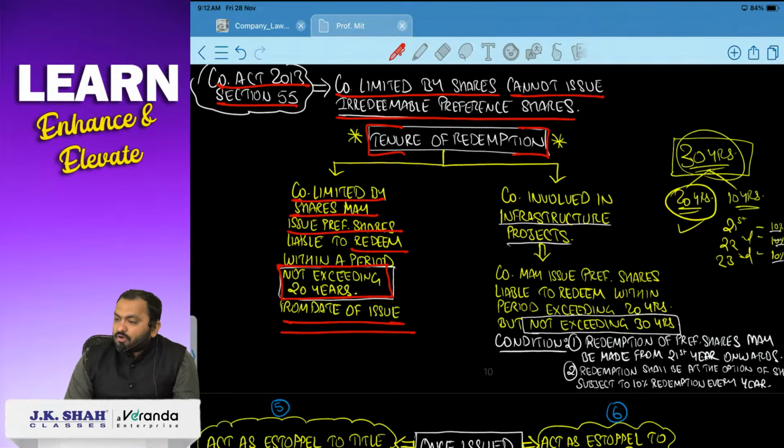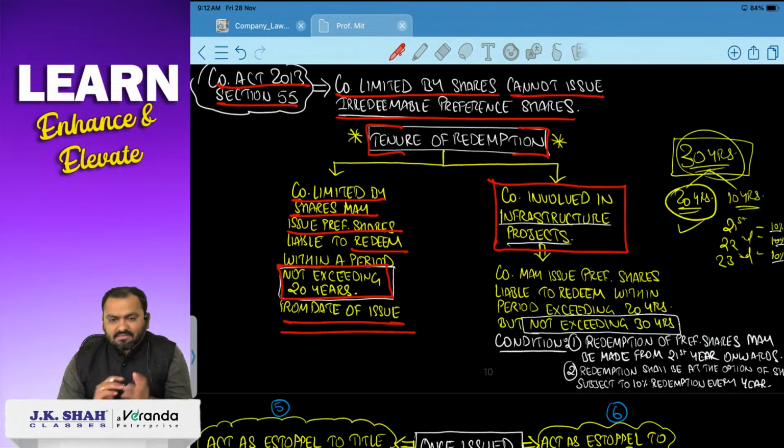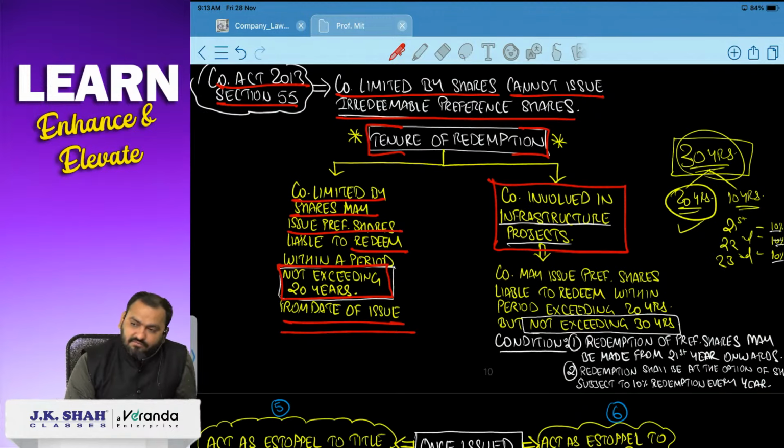Okay, but you know what? There are a few companies which are involved in infrastructure activity. Firstly, what is infrastructure activity? Activities which are given in schedule number 6. So infrastructure activity means companies raising money for infrastructure, meaning they basically have long-term projects, so the requirement of funds can also be long-term. Therefore for such companies, can the company issue preference shares for a period of more than 20 years also?